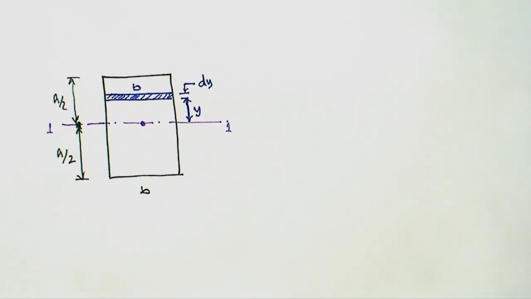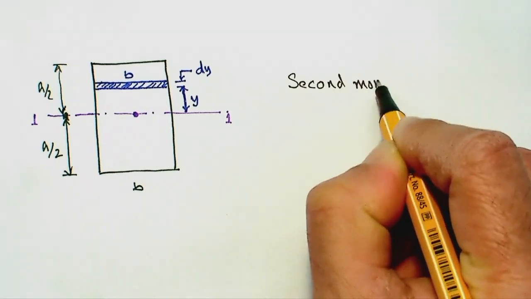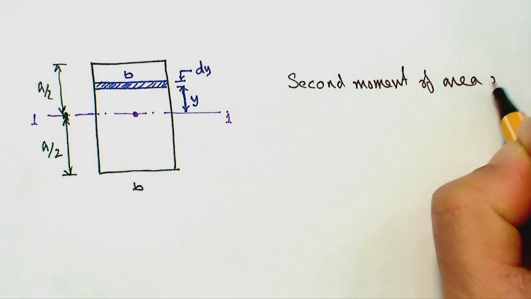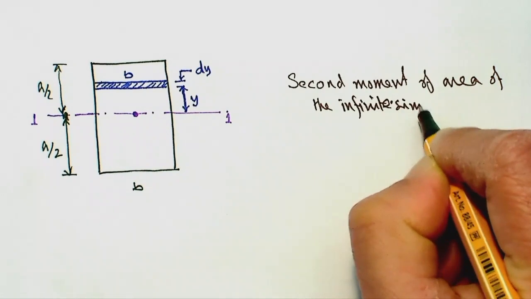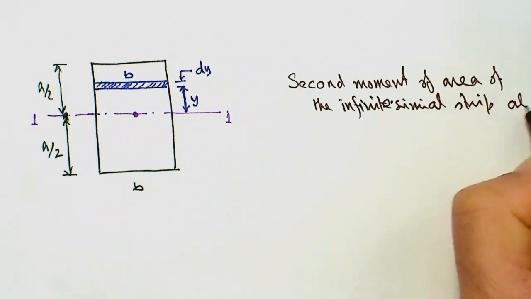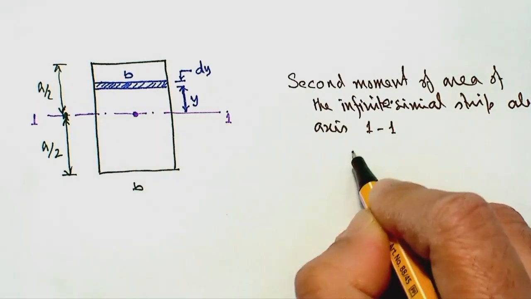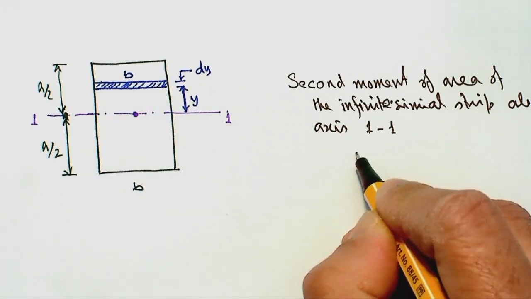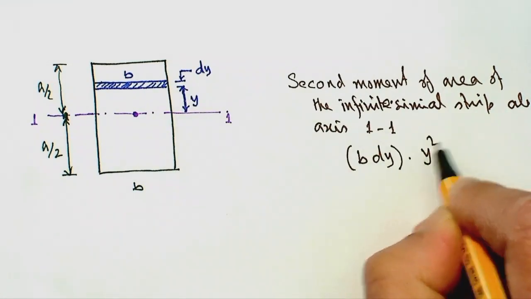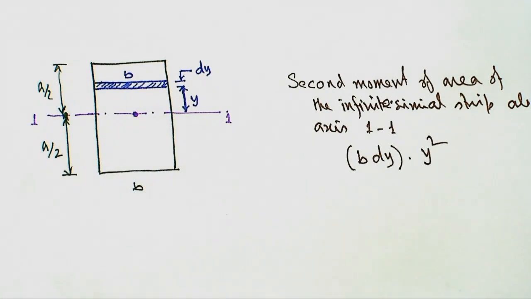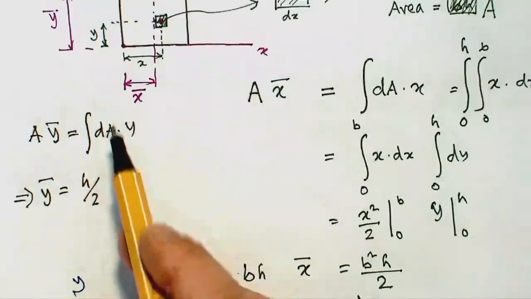So b times dy. The second moment of area of the infinitesimal strip about axis 1, 1 will be the area of this strip, which is b times dy, times the distance square. So that is its second moment of area. So the area times y square, as opposed to the area times distance.